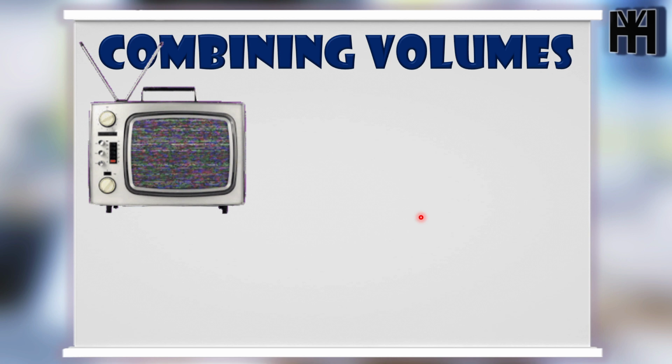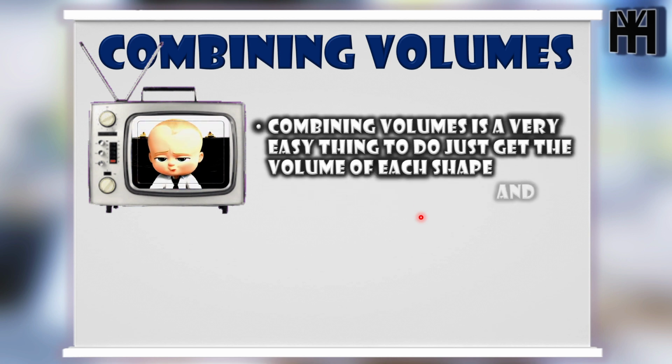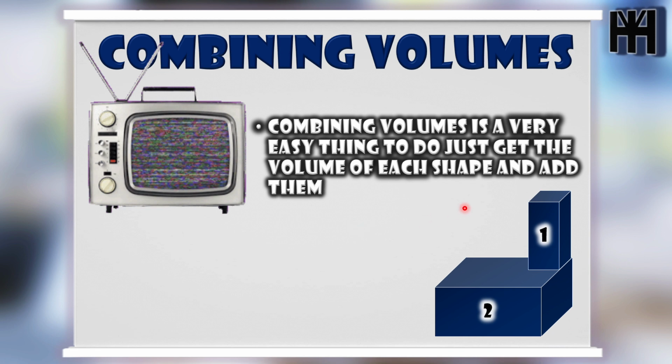Okay, let's see what he has to say. Combining volumes is a very easy thing to do. Just get the volume of each shape, then add them. Okay, so as he said, it's a very easy thing to do. Just get the volume of each shape, then add them.